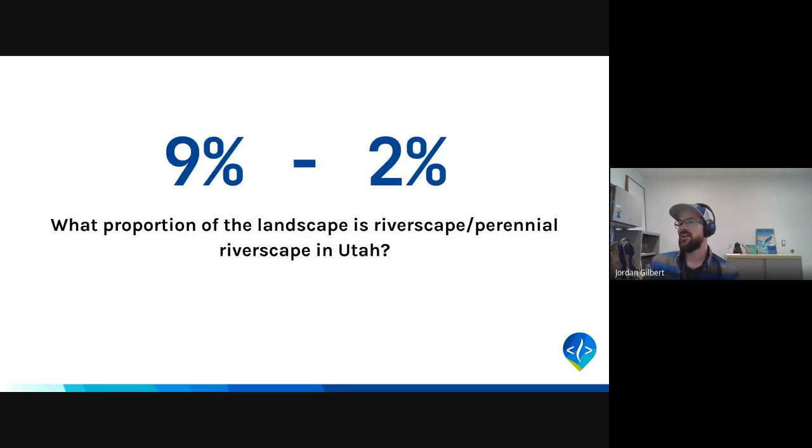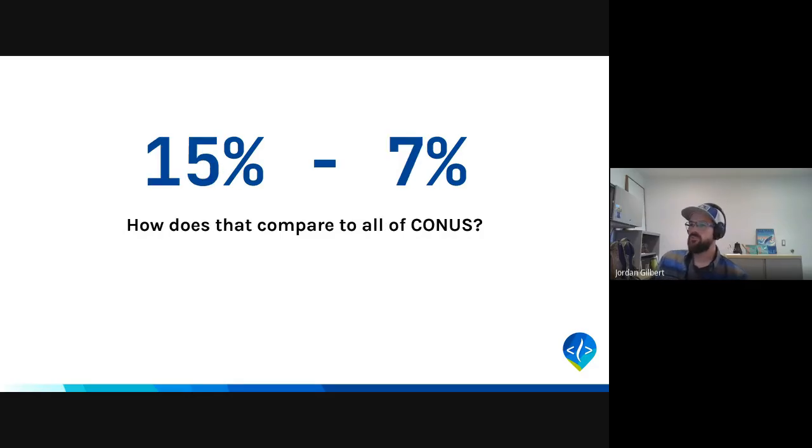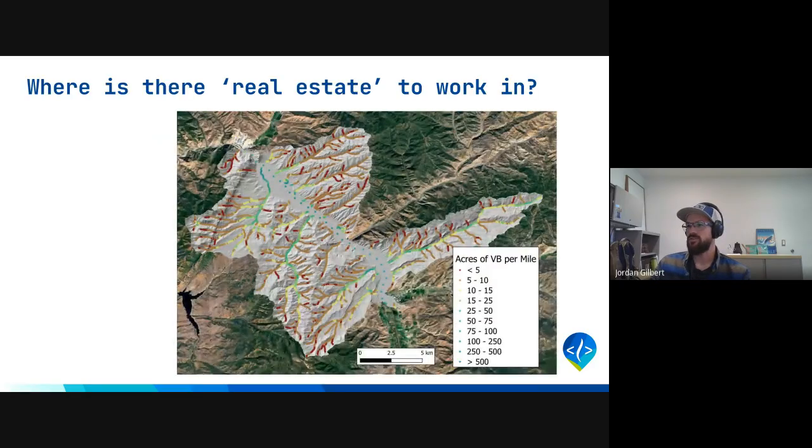You can ask a question like, what proportion of the entire landscape is a riverscape or perennial riverscape? So again, for Utah, 9% of the area of Utah is riverscape. But we know here where we're in a desert state, there's a lot of ephemeral and intermittent channels. So actually only 2% is perennial riverscape. And if we compare that to CONUS as a whole, 15% of the landscape is riverscape and about 7% is perennial riverscape. So those are just some cool kind of questions that we can answer by having run this across the entire country that can give us some of that inventory level information.